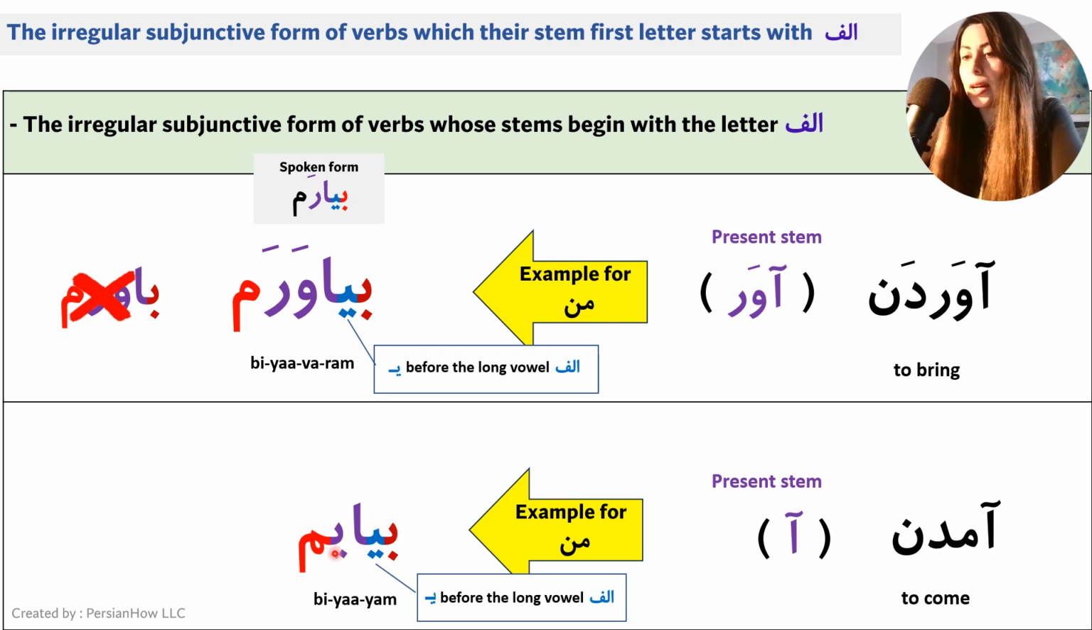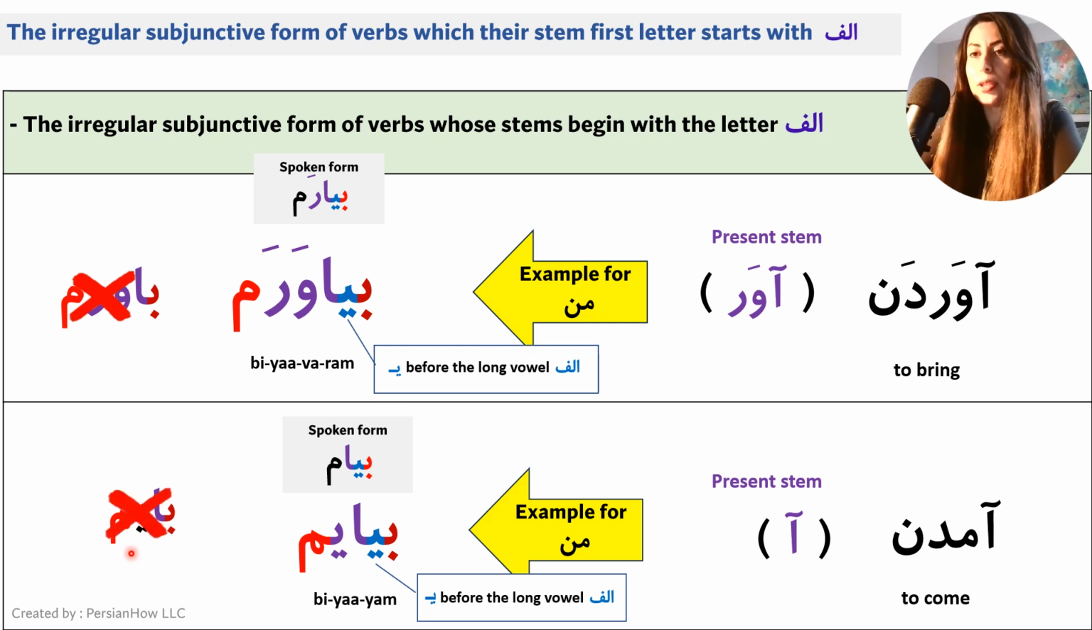So بیایم. In the spoken language, we say بیام. It's easier. If I do not add this ye between be and aleph, then it would be something like bayam, which actually doesn't make any sense. It doesn't have any meaning. So you need to be careful when it comes to verbs that their present stem starts with aleph.